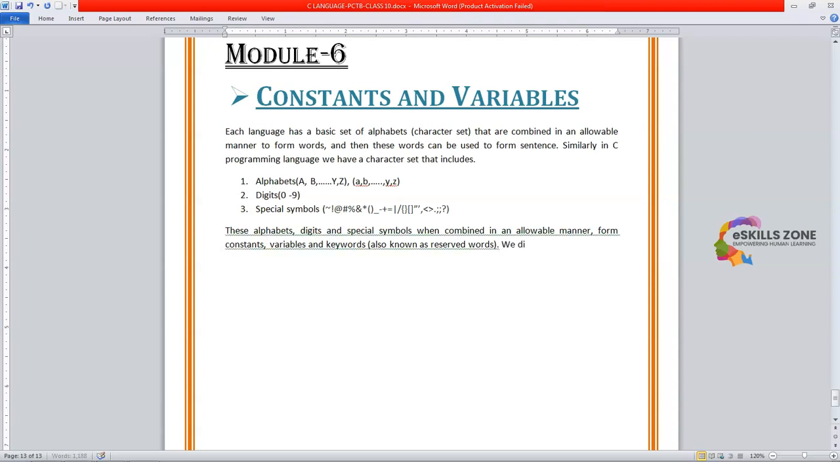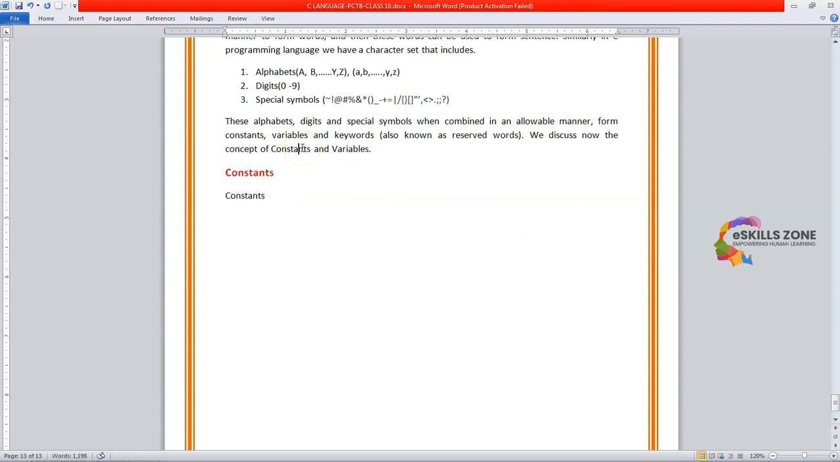So now we discuss the concept of constants and variables. Between constants and variables, we will first discuss constants, what they are. So let's start. Constants are the values that cannot be changed by a program.